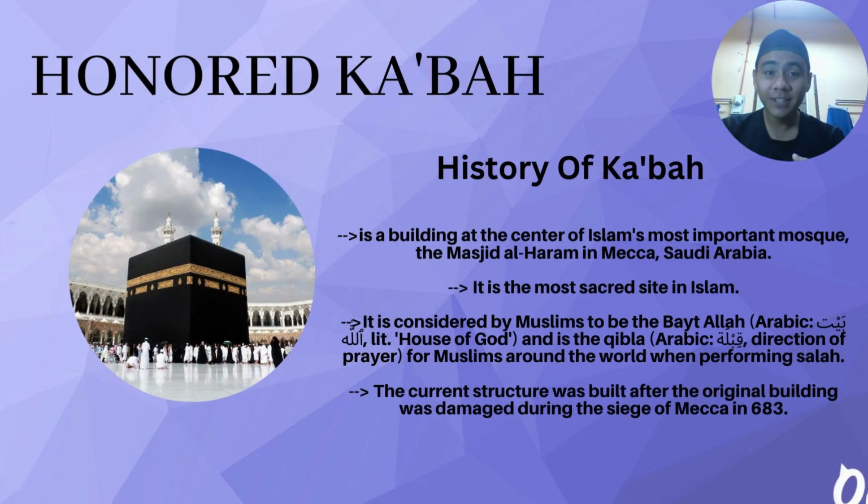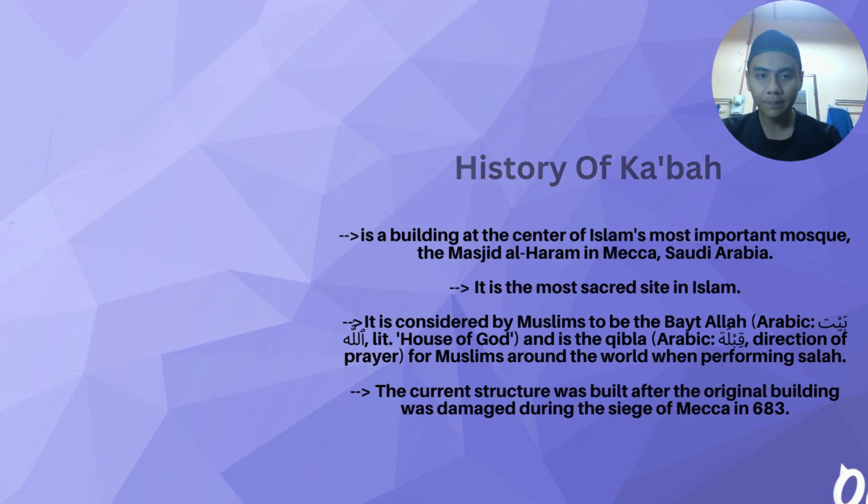History of Kaaba. Kaaba is the building at the center of Islam's most important mosque, the Masjid al-Haram in Mecca, Saudi Arabia. It is the most sacred site in Islam. It is also considered by Muslims to be the Baitullah, house of God, and is the Qibla, direction of prayer for Muslims around the world when performing Salah. The current structure was built after the original building was damaged during the siege of Mecca in 683.